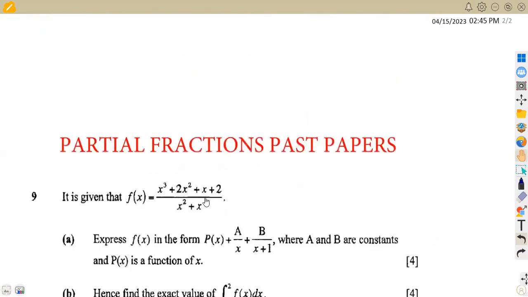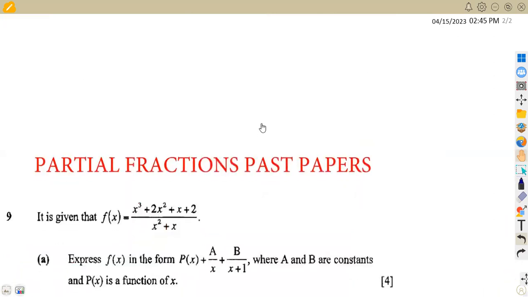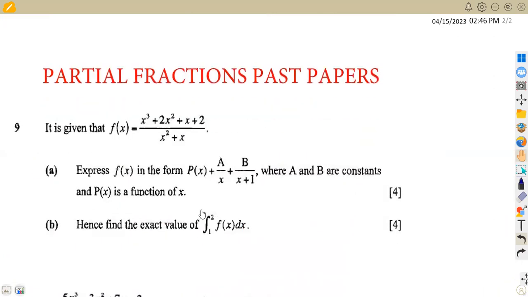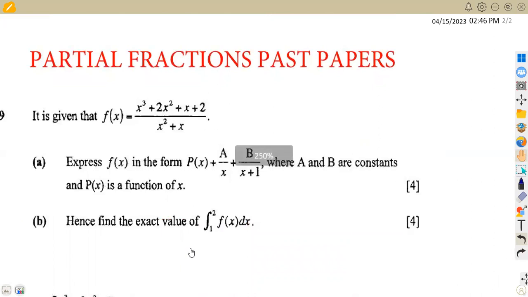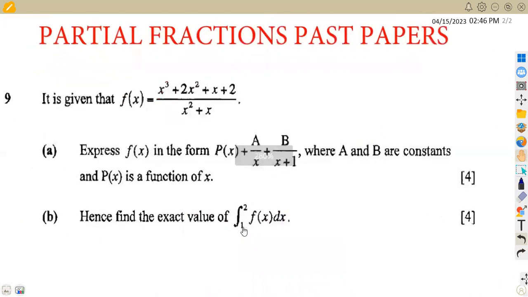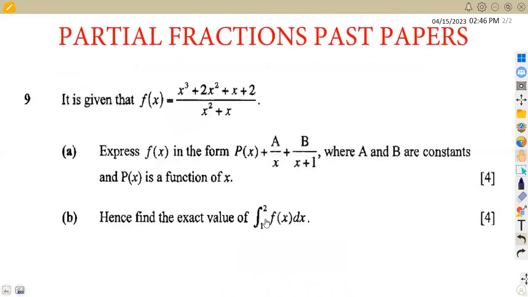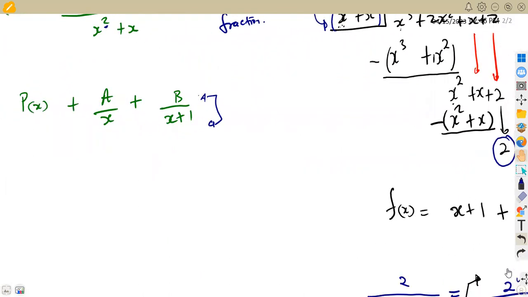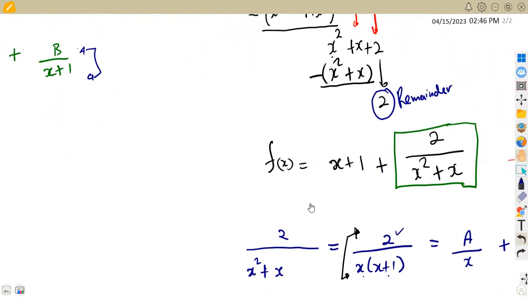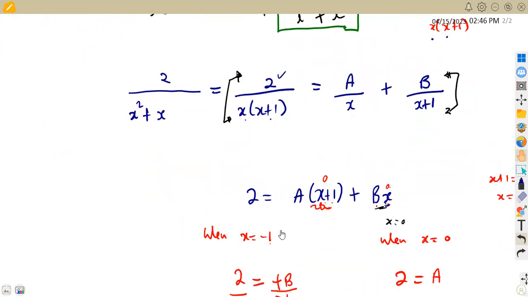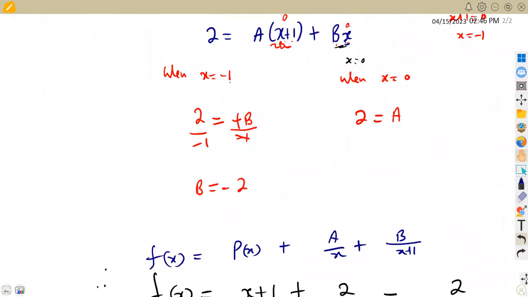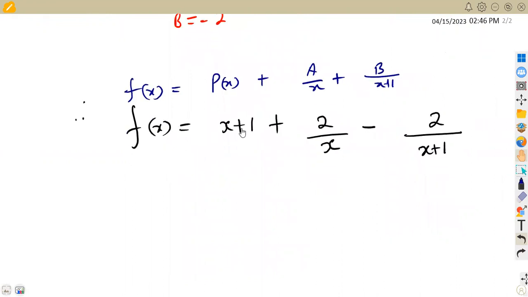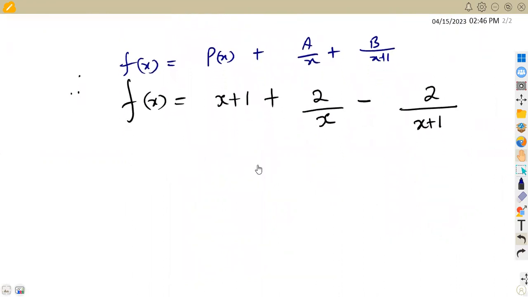Let's check the other part of the question from this f of x that we are given. So we are now given the b part. Hence, find the exact value of the integral of f of x with the limits 1 up to 2 with respect to x. That's 4 marks. So what is this question saying? It's a continuation. Remember that you now have your f of x here. You converted your f of x into partial fractions, which are of linear nature, the one that we got.